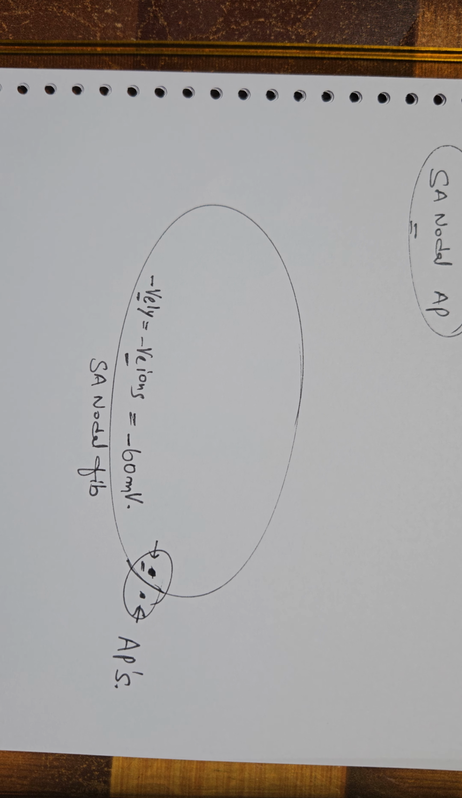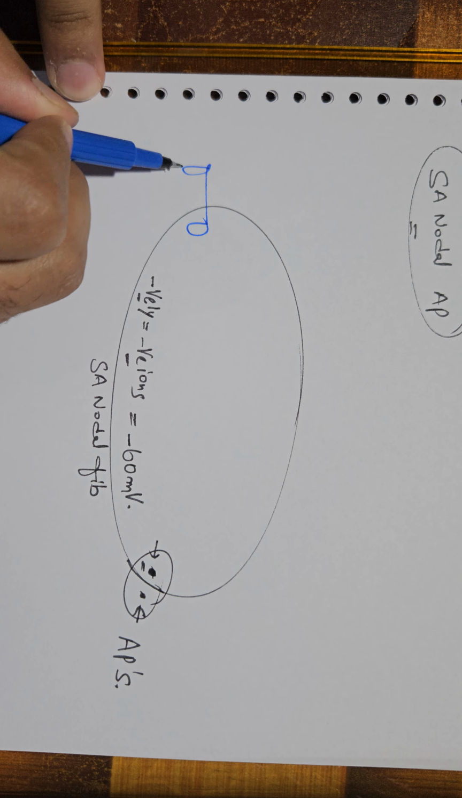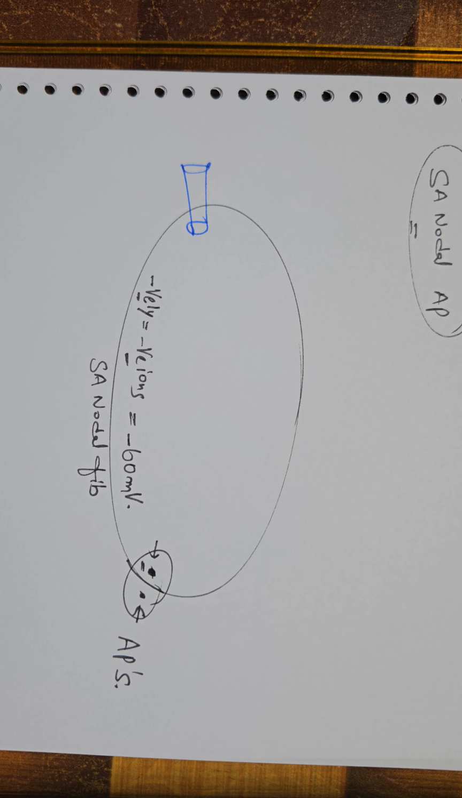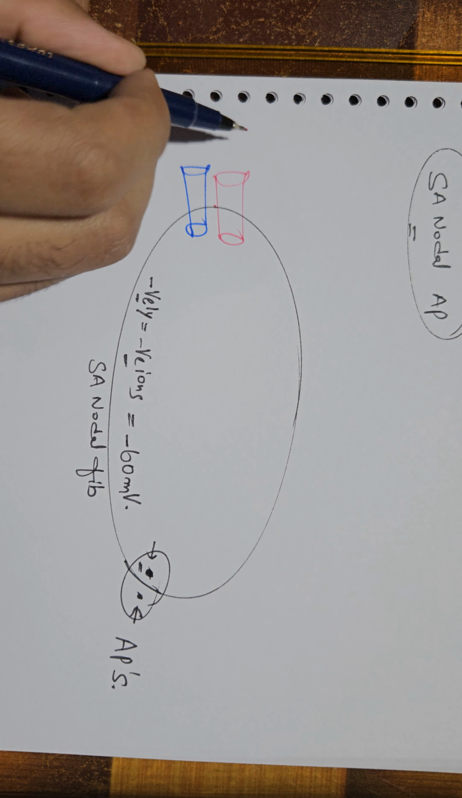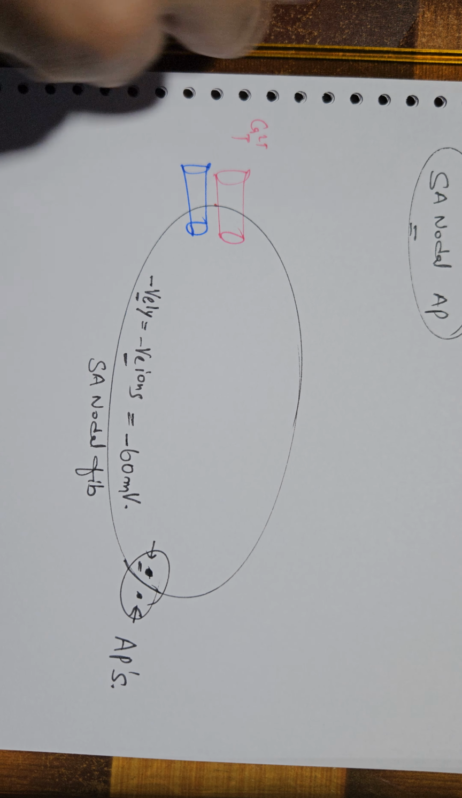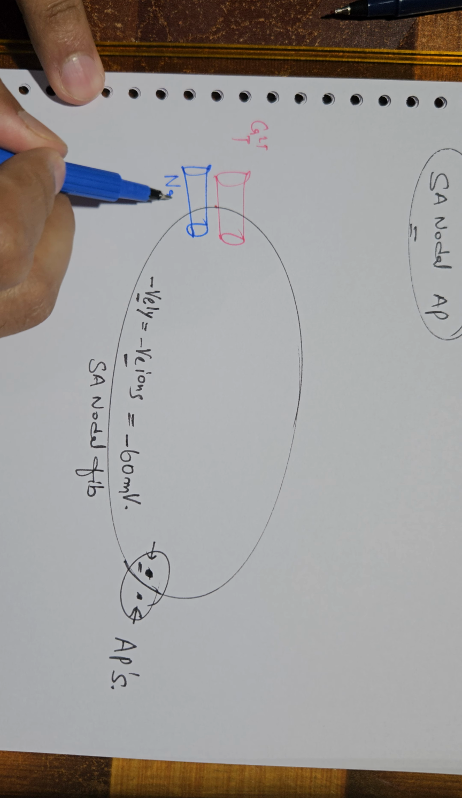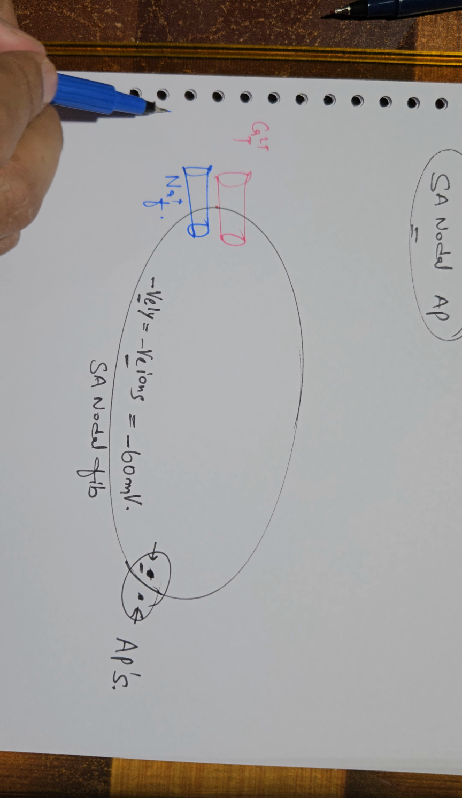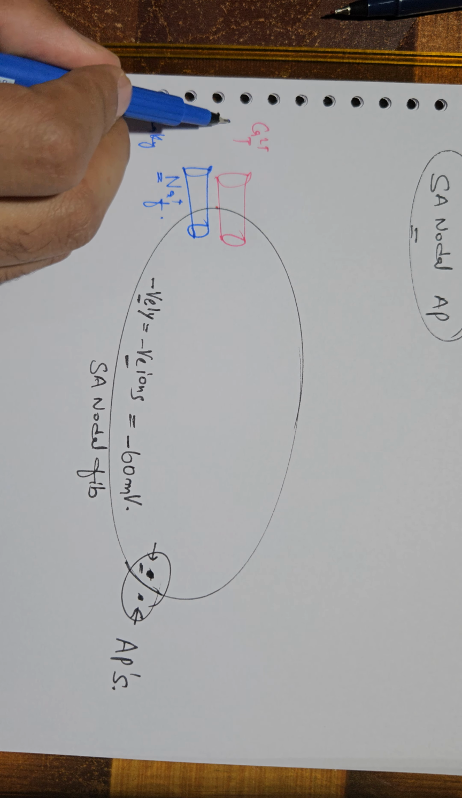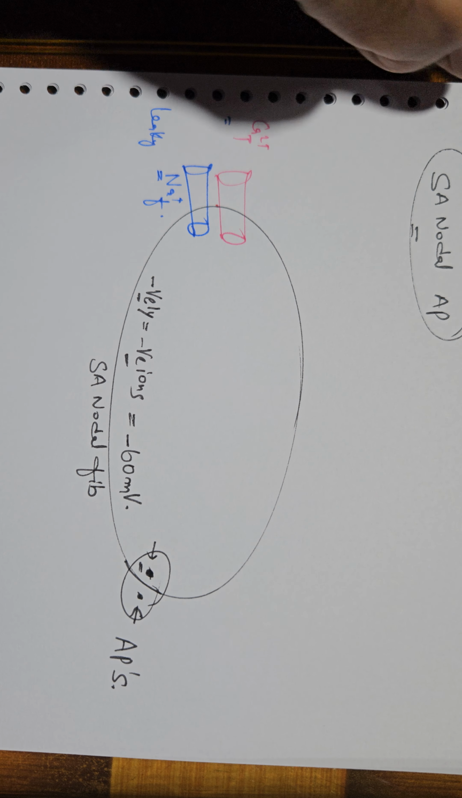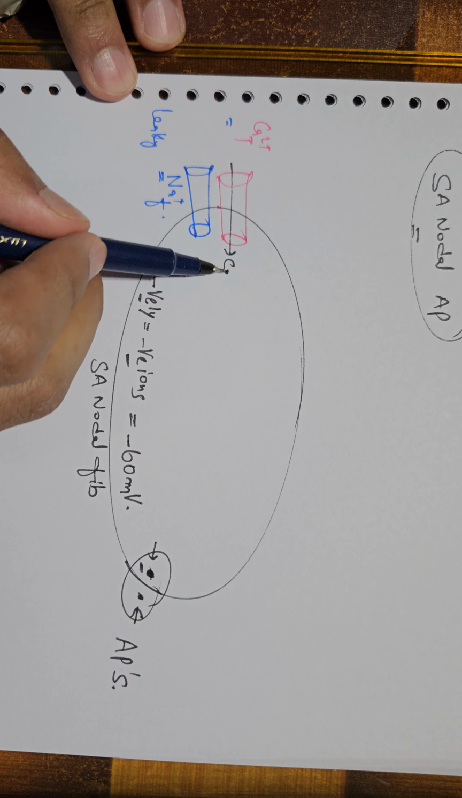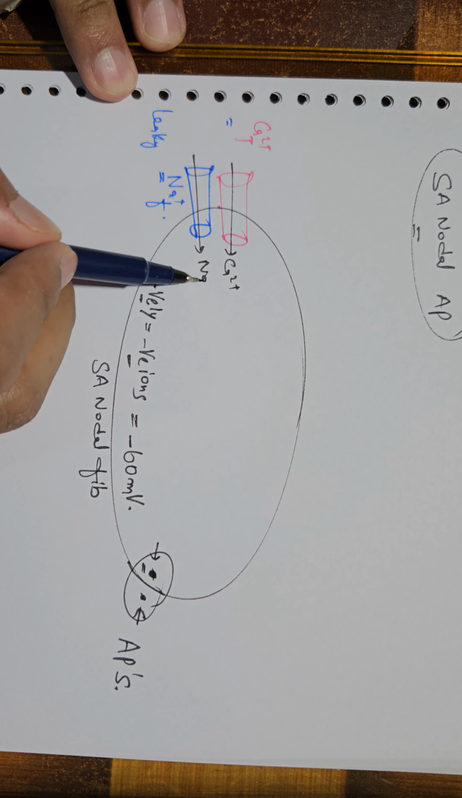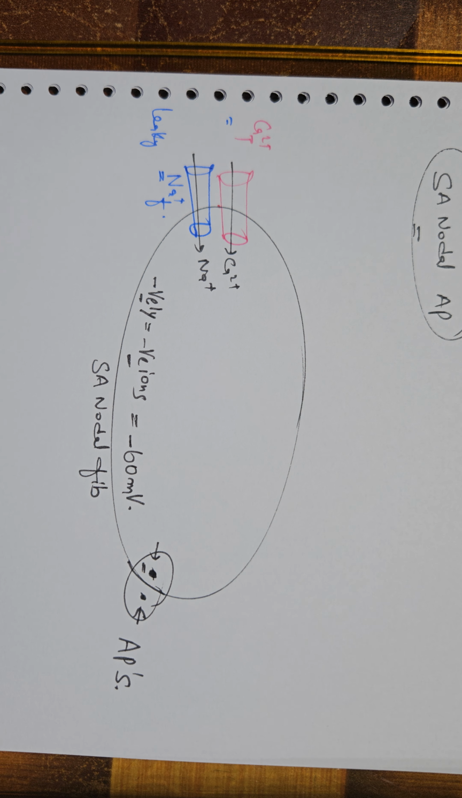Is that clear? Now, on this SA nodal fiber, there is presence of some channels. These channels are calcium T type of channels, and these channels are sodium F type of channels. These are leaky channels. Both sodium F and calcium T type of channels are leaky channels. And what happens through these channels, there is entry of calcium and there is entry of sodium. Rather, there is leakage of sodium and leakage of calcium.